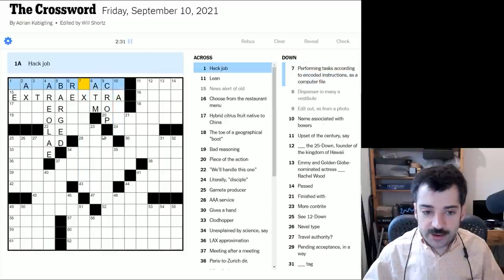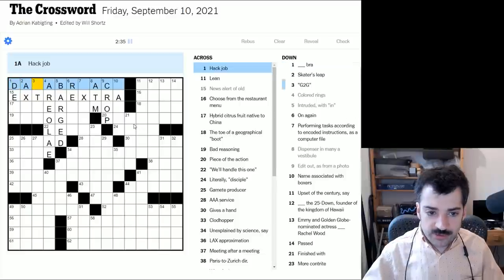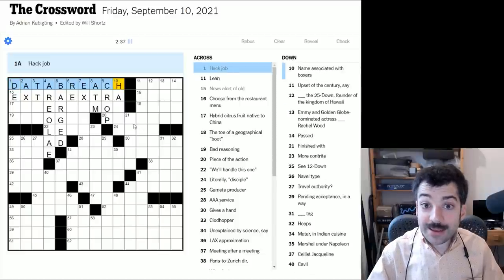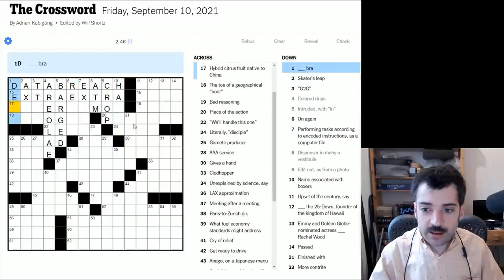Let's see, do we have anything else here? Hack job. Data breach? There we go. All right. So hacking, not a hack job in the sense of a sort of shoddy construction, but a hack job in the sense of a computer hack. So a slight misdirection, I would say there.